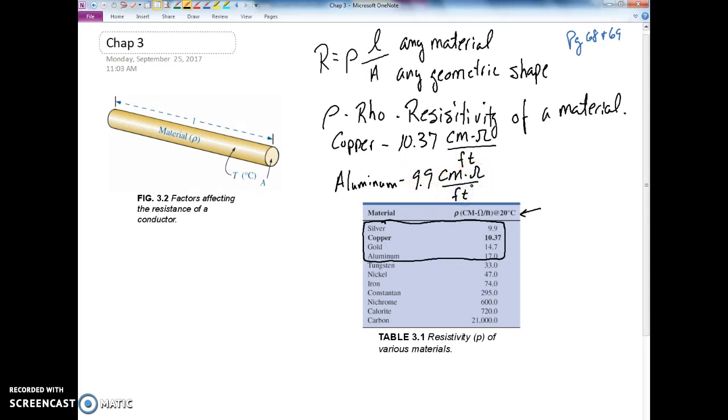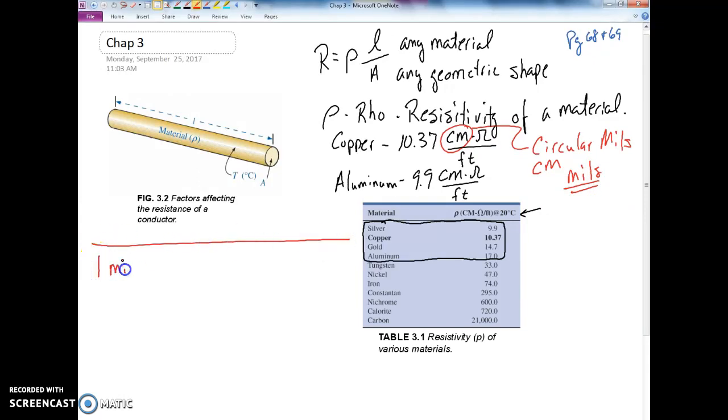Okay, and as a result, we have this unit in there called a circular mil that we need to talk about. CM stands for circular mils. So we have to talk about mils and what those are. So let's do that here. 1 mil is equal to 1/1000th of an inch. And we'll write it in this form, 0.001.